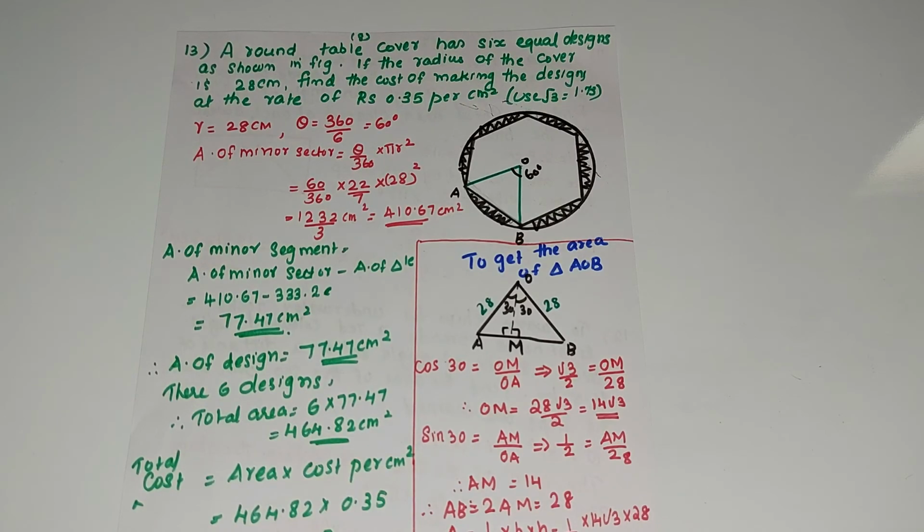13th one. A round table cover has 6 equal designs as shown in the figure. If the radius of the cover is 28 cm, find the cost of making the designs at the rate of rupees 0.35 per centimeter square. Here use root 3 equal to 1.73.